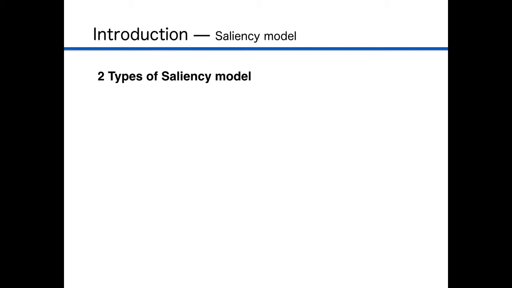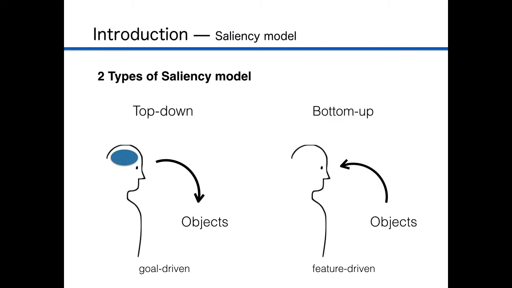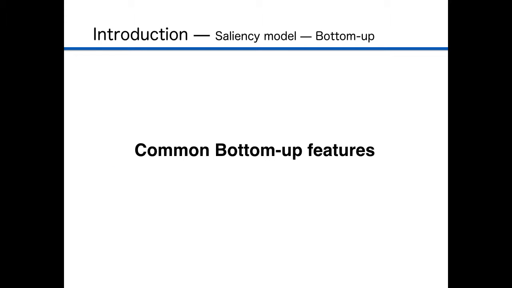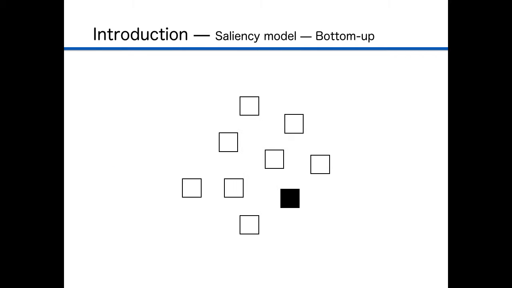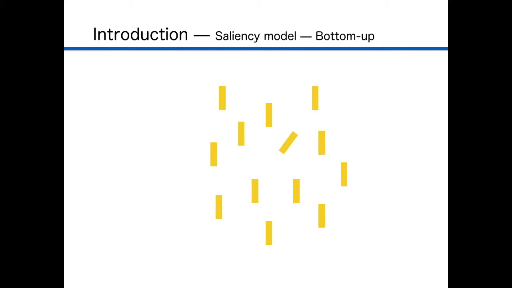There are two types of Saliency model. Top-down, where where we look is affected by our current goal. For example, while we're searching for an apple, we are looking more at red and round objects. And bottom-up model, in which conspicuous objects attract us to look at them. The proposed model is bottom-up. The three most common bottom-up features are intensity, color, and orientation.